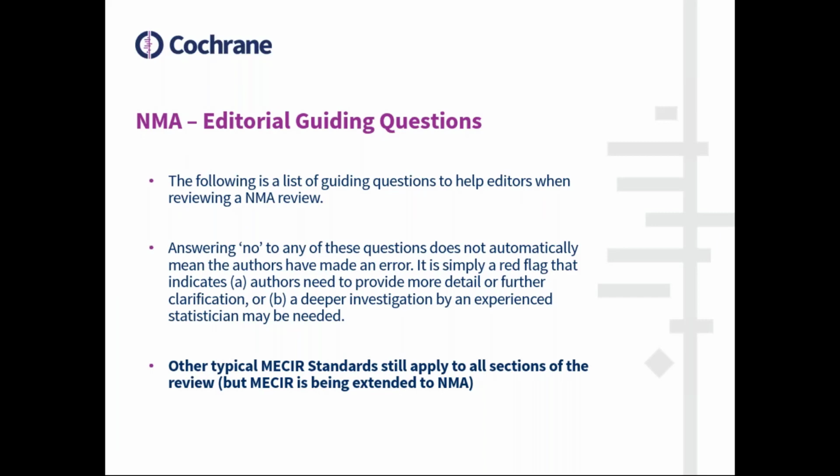So we've come up with a list of guiding questions to help editors when reviewing network meta-analysis. And this can also help authors, because the authors can obviously see what we're looking for to be included in each particular section. Answering no to any of the questions that we go through doesn't automatically mean that authors have made an error. It's just perhaps a bit of a red flag that we need to look into in more detail, or an experienced statistician needs to be consulted to look at those details. It's important that MECIR is still applied to all sections of the review, but we are working on an update, an extension to MECIR for network meta-analysis.